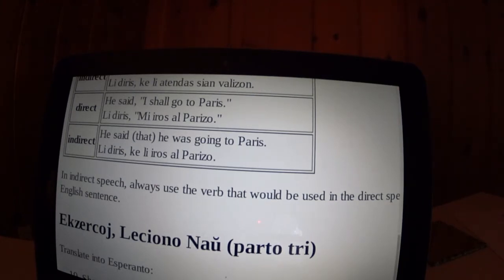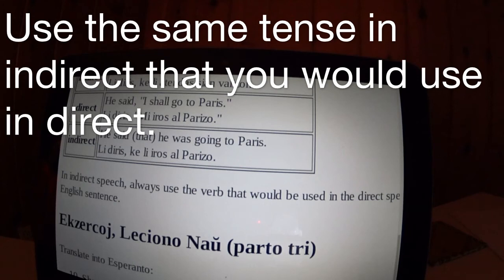So when you're doing the exercises, if there are any examples of indirect speech, think about what they would be like if they were in quotes. And that'll make that section a little easier.